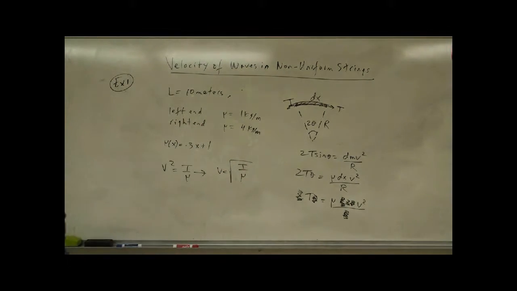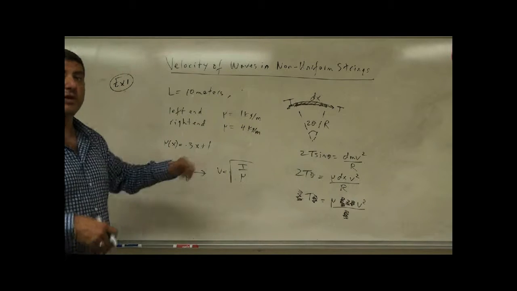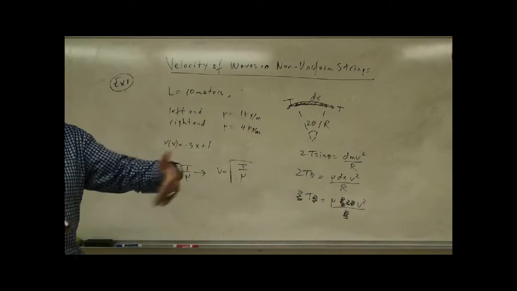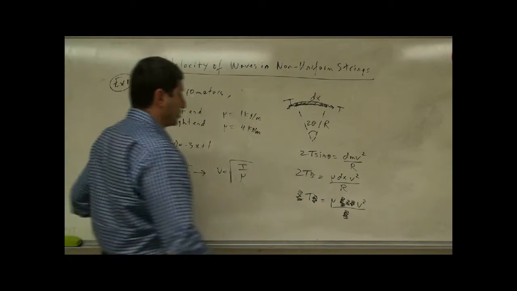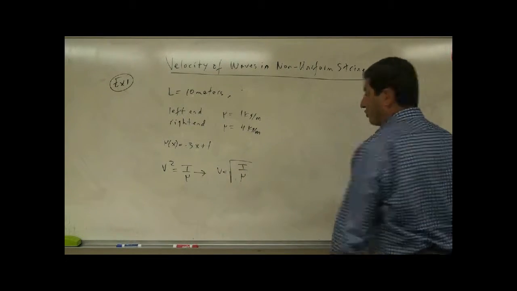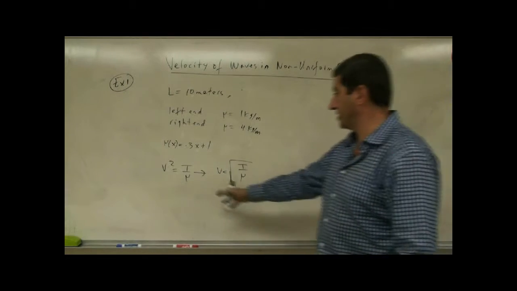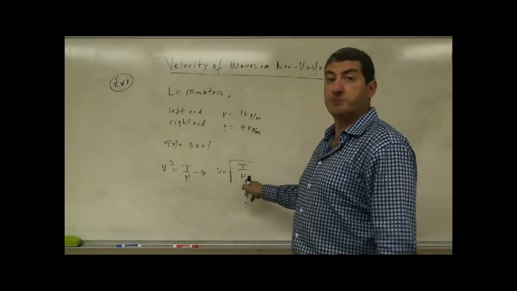Well, what you see from here is that the velocity equation didn't change. All that changed is that the mu is now non-uniform, so the velocity of waves along the string is non-uniform, right? So now we can apply this to our string. So you don't have to do this derivation every time from now on. You already know that this equation works, but then you put the mu function.